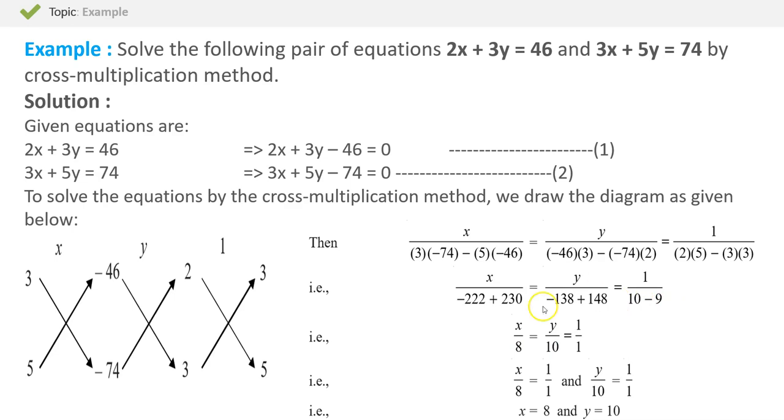If you further simplify this, what you get is x by 8 is equal to y by 10 is equal to 1, which then gives you x equal to 8 and y equal to 10. So this is how you solve a pair of linear equations using the cross multiplication method.